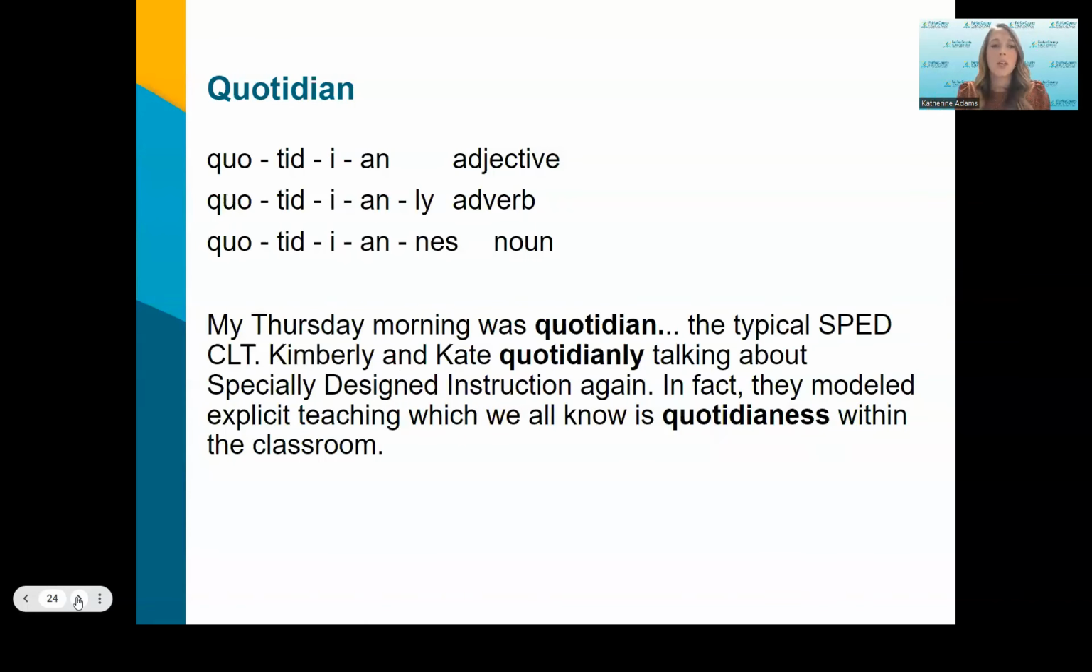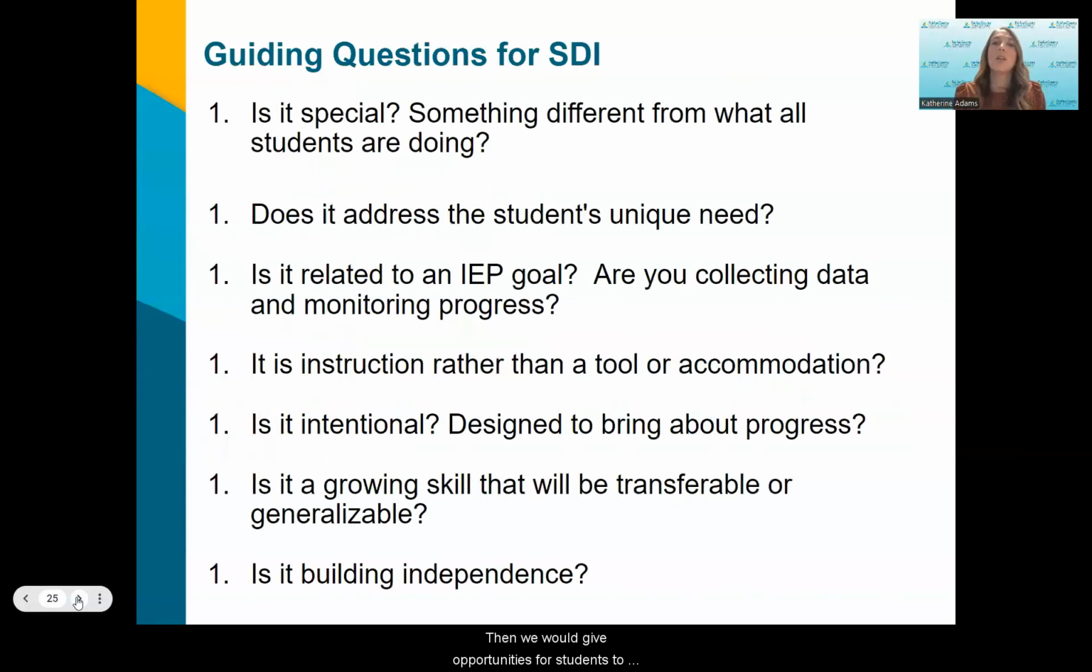We'll keep moving quickly. Quotidian can be an adjective. It can be an adverb, or we say quotidianly. And then it can be a noun, quotidianness. I'll give you an example. My Thursday morning was quotidian, the typical special education collaborative learning team meetings. Kimberly and Kate quotidianly talked about specially designed instruction again. In fact, they modeled explicit teaching when we all know its quotidianness within the classroom. And then we'd give an opportunity for students to give their examples and monitor with that quick active feedback.